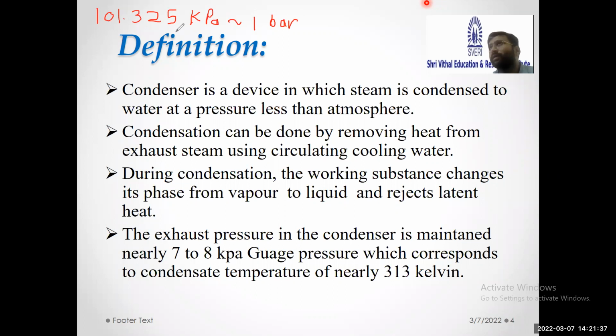101.325 kilopascal. Okay. Now, exhaust pressure in the condenser is maintained at nearly 7 to 8 kilopascal gauge pressure. So it is not even absolute pressure, it is gauge pressure. So what is gauge pressure? Let us first understand that. So let us say this line is the datum line and it is atmospheric pressure, whatever it is. Now any pressure you measure above this is called gauge pressure.